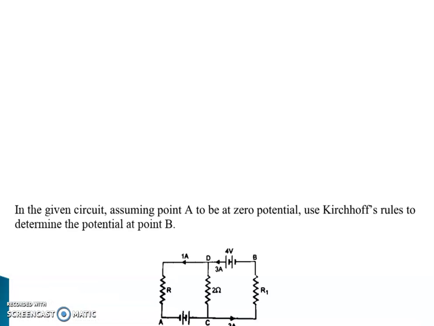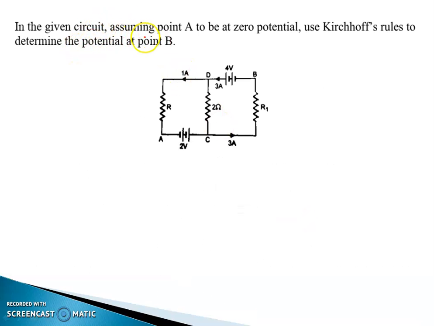Now question number 2. In the given circuit, assuming that A is at zero potential, use Kirchhoff's rules to determine the potential at point B. Now we have to calculate the potential at B. See, this is the 3 ampere current, this is 1 ampere current. So what will be the current in this branch DC? That will be 2 ampere. If this battery is giving 3 ampere current, and 1 ampere current is going in this direction, the remaining current will flow from this one.